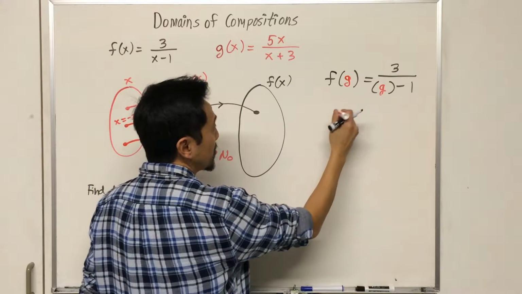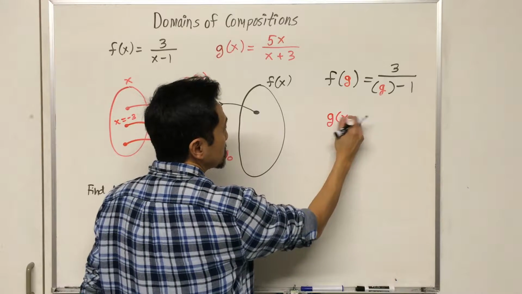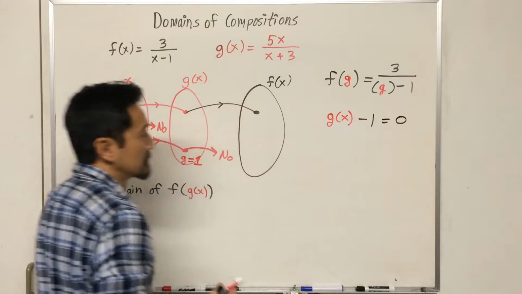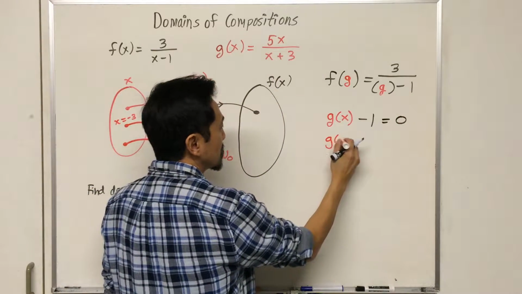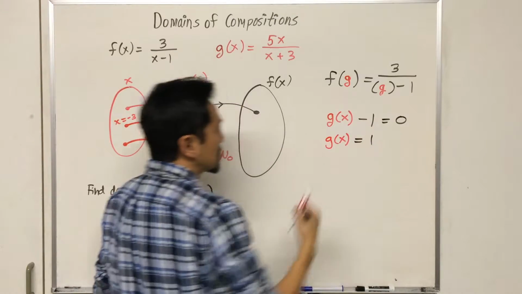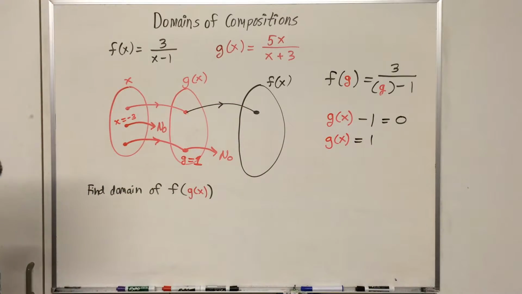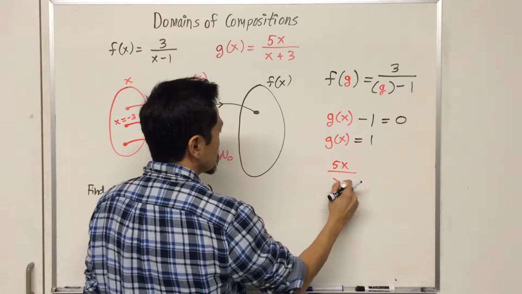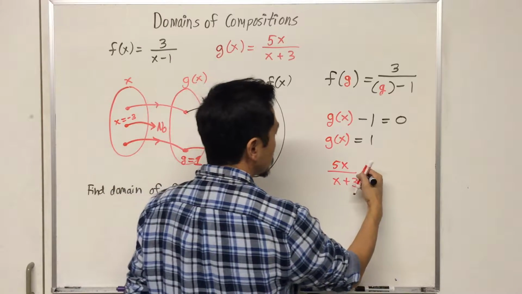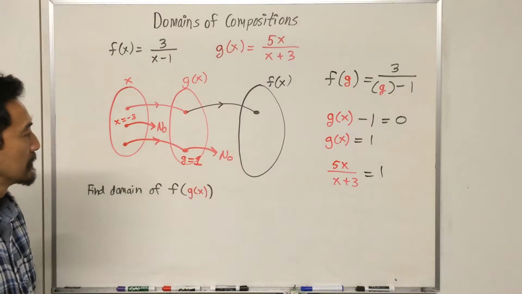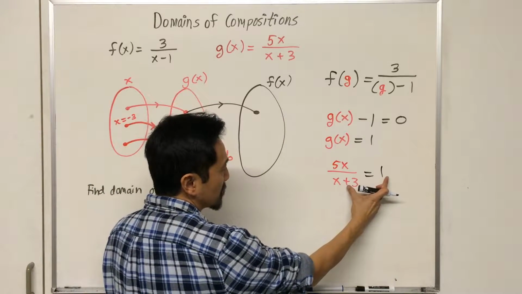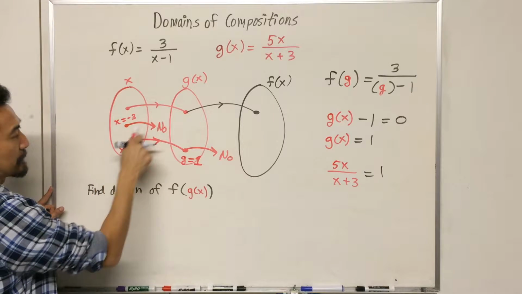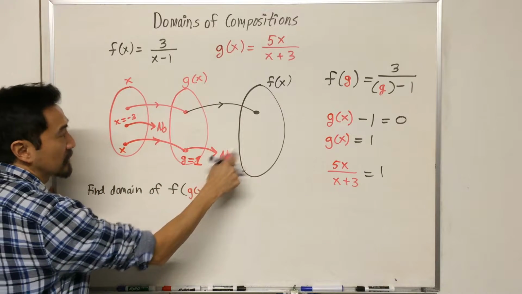Okay, so let's figure out, how is it possible that the function g of x minus 1 will be 0? Okay, so g is equal to 1. How? Well, that would be when this fraction here in red, 5x over x plus 3, is equal to 1. Okay, so now if we solve this equation, that'll actually tell us the x value back here that produced the g value of 1, which then did not go into f.